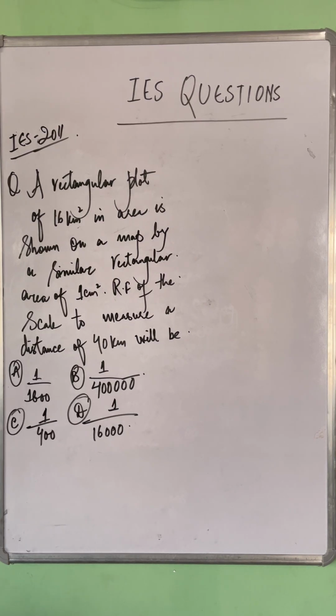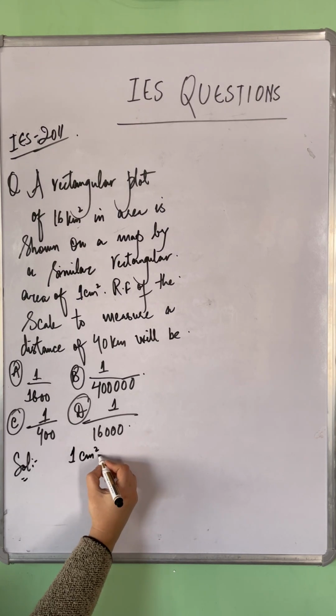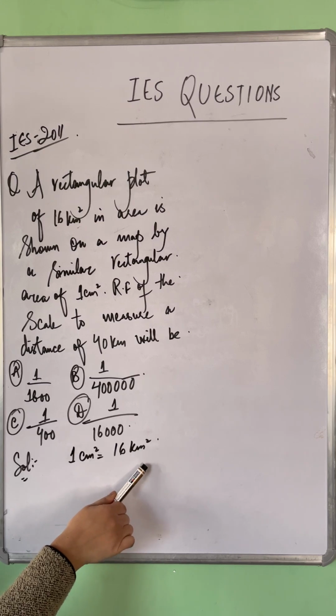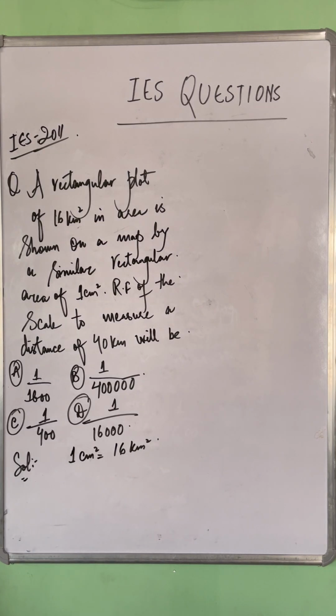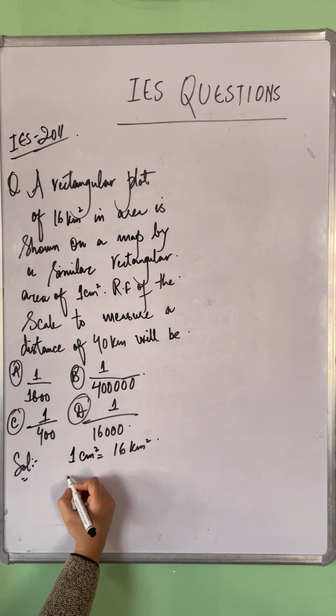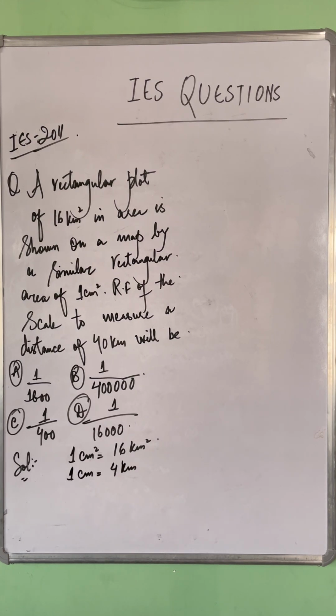Alright, so this question was asked in IES 2011, and the question is: a rectangular plot of 16 kilometers square in area is shown on a map by a similar rectangular area of 1 centimeter square. Representative fraction of the scale to measure a distance of 40 kilometers will be. Right? So let's solve this. The scale is that every 1 centimeter square on a map is represented by 16 kilometer square on the ground. So our scale is 1 centimeter square on the map represents 16 kilometer square on the ground. Taking square root on both sides, 1 centimeter represents 4 kilometers. That means every 1 centimeter on the map represents 4 kilometers on the ground.